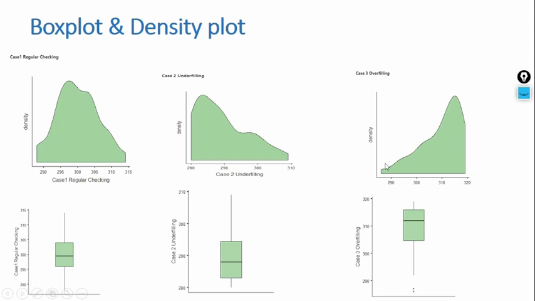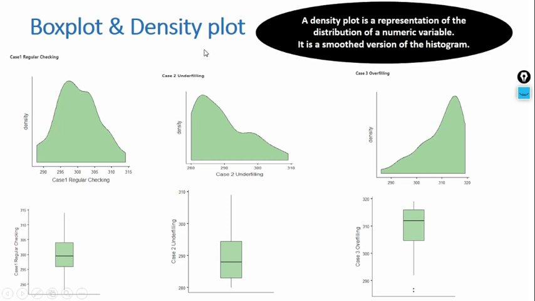You can also check the density plot. A density plot is a representation of the distribution of a numerical value. It is a smooth version of a histogram. Friends, in the first case, you may say the shape is like a bell. But in this case, it is not a bell, it is skewed from the right side. It is called a right tail. But in this case, you will see the curve is skewed from the left side. We will say this is left skewed.